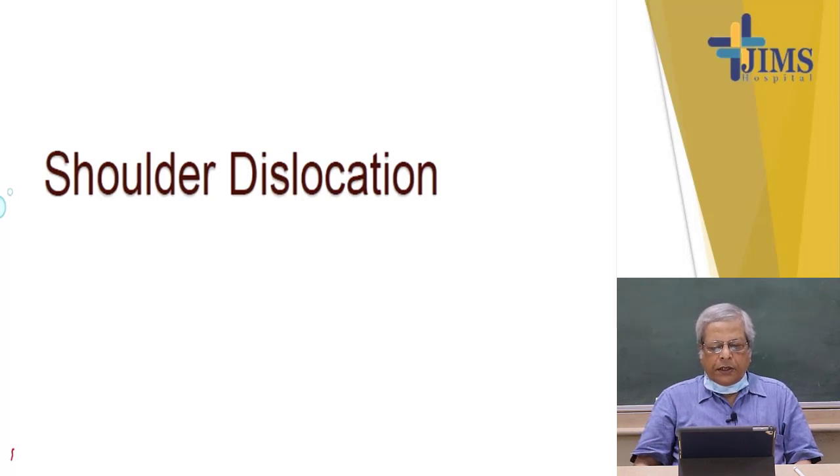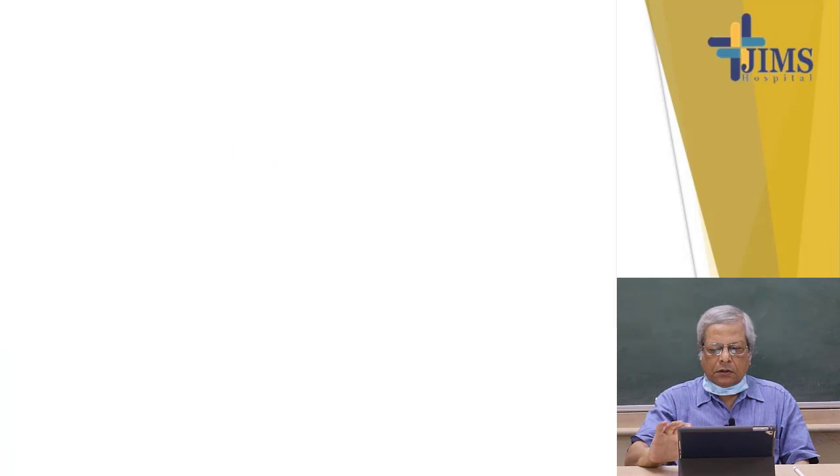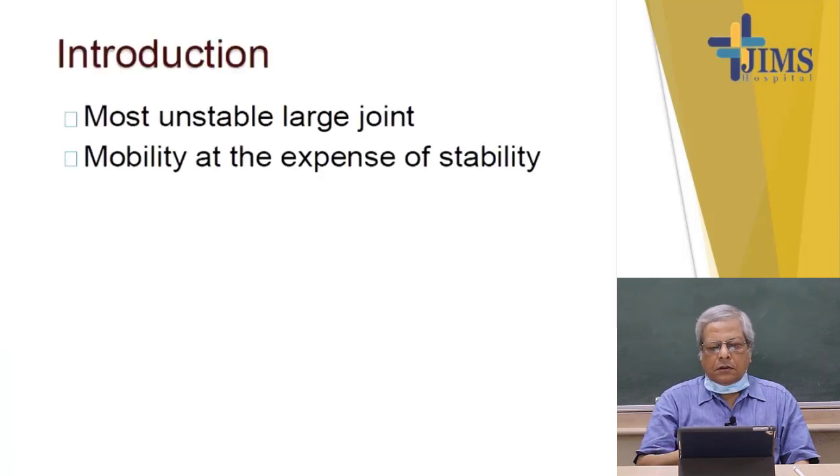Today's topic is shoulder dislocation. This is a commonly dislocated joint, very often seen in athletes or players. The shoulder is the most unstable large joint. There is excessive mobility at the expense of stability.